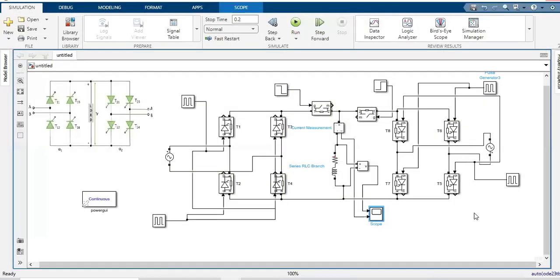So in this video, we have seen the simulation of the non-circulating current mode dual converter, and we have also seen the output voltage, that is the load voltage, and the load current waveforms.